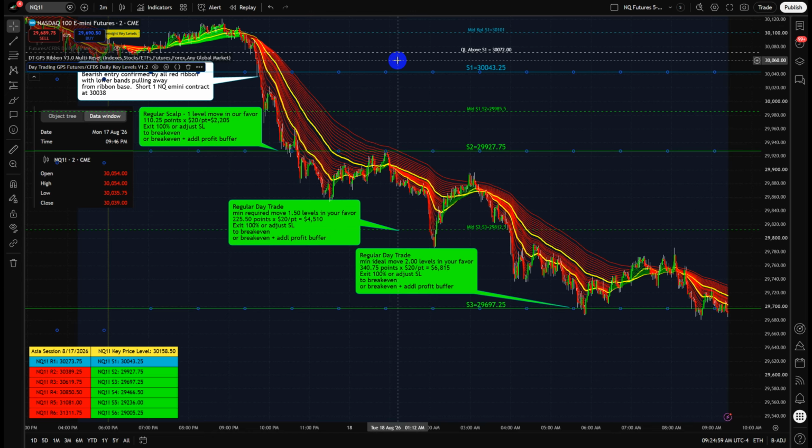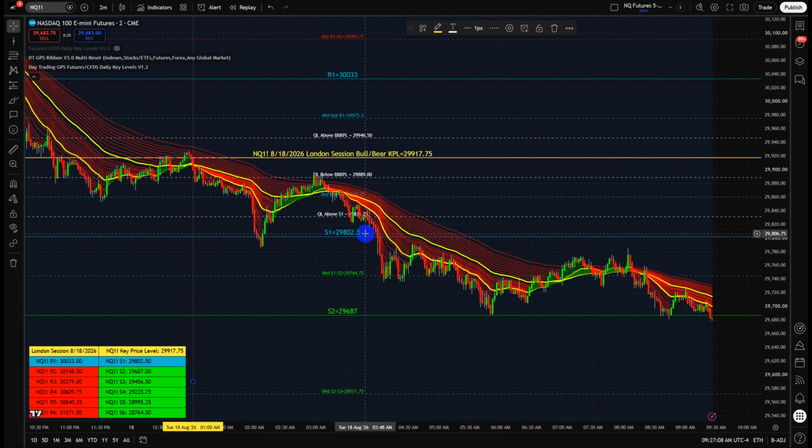So now let's take a look at the London levels. Now the London session levels come out at 1 a.m. Eastern. So they come out before the London session opens. Here, as you can see, we have an all red ribbon, and we have a close below the London session bull bear KPL, 29,917.75. And then we get a move down to S1. We get a retrace off of S1. However, we're never getting an all green ribbon here. As you can see, we just have a multicolored ribbon.